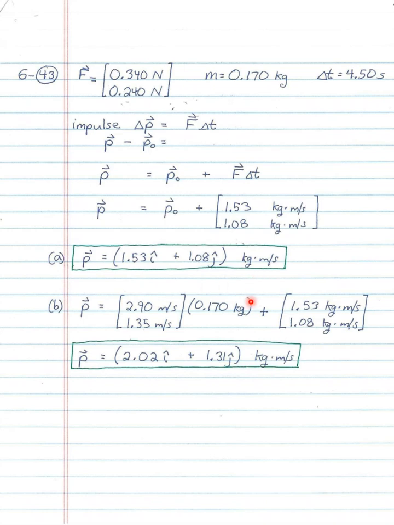For part B, it gives an initial velocity, and we can easily turn that into momentum. So velocity is 2.9 î plus 1.35 ĵ. Let's multiply both of those by the mass to get our î, ĵ for momentum, then add the F delta T, and you should get 2.02 î plus 1.31 ĵ kilogram meters per second.